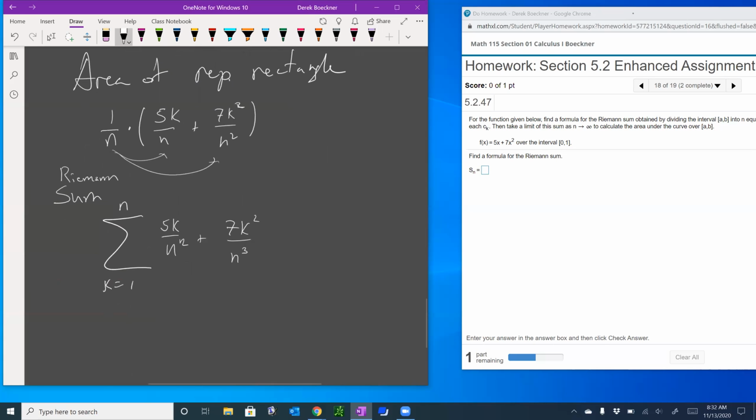Now we'll split this up and factor out the stuff that doesn't involve a k. So I get 5 over n squared, sum from k equals 1 to n of k, plus 7 over n cubed, sum from k equals 1 to n of k squared.